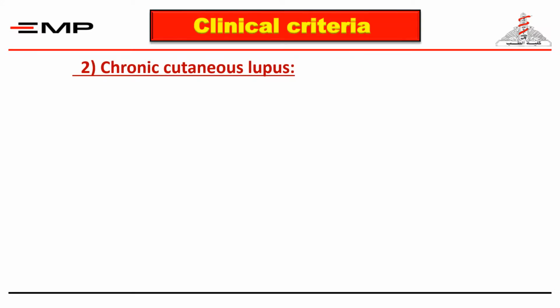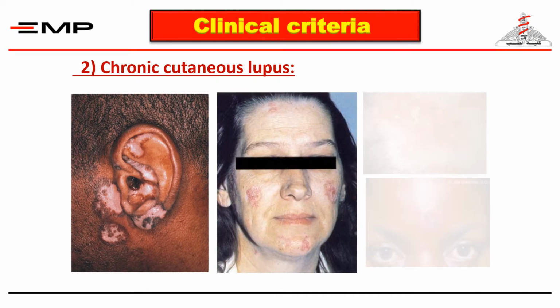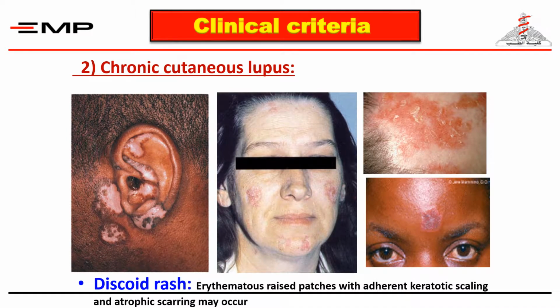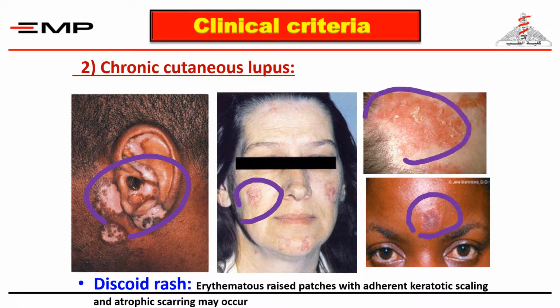Number 2, chronic cutaneous lupus in the form of discoid rash. It is erythematous, raised patches, like we see here and here, with adherent keratotic scaling and atrophic scarring, like here and here. It may occur on the face or in any part of the skin.